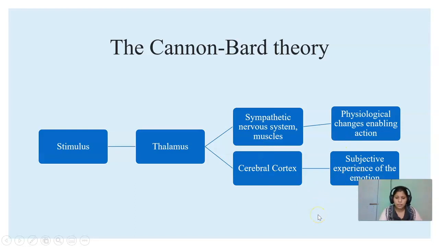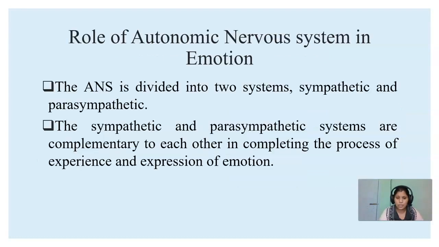Let me explain it with an example. Suppose again I am giving you that accident example. Suppose I witness one accident, so the stimulus will send a signal to the thalamus, and the thalamus will send a signal to both the sympathetic nervous system and the cerebral cortex. Through the sympathetic nervous system, I will perceive the physiological changes, and the cerebral cortex will help me develop my subjective experience of the emotion, that is fear. So according to the Bard theory, the perception of physiological changes and the subjective experience of emotion occur simultaneously.